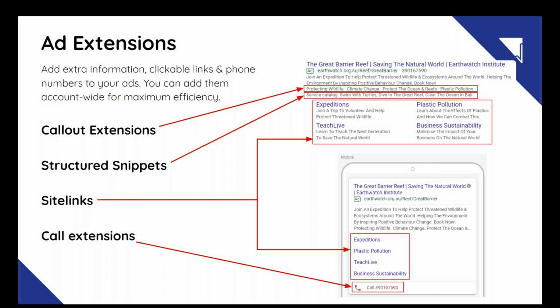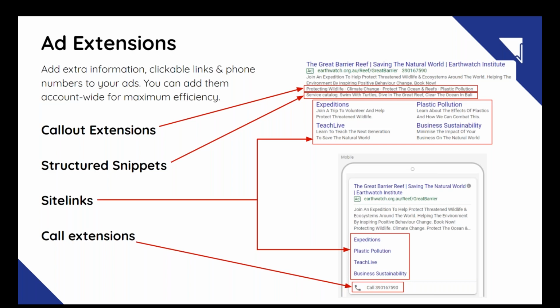First off are call-out extensions. These are non-clickable bits of text, and essentially they allow you to extend your ad text to highlight unique selling points and priority bits of information. In this instance, although the ad itself relates to expeditions on the Great Barrier Reef, we're really highlighting the organization's other related USPs on top of this. So fighting climate change, plastic pollution, protecting wildlife, for example. Up to 6 of these can actually show at any one time, and we recommend adding at least 4, if not 6, to your ads.